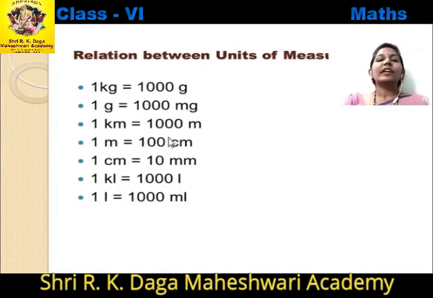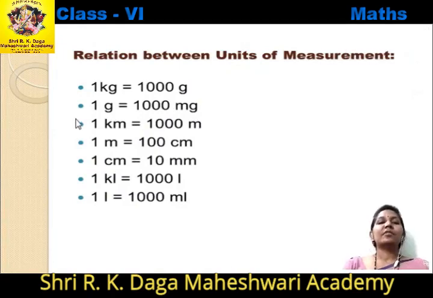Now, relation between units of measurement. What is the relation between units? In this you can see 1 kilogram is equal to 1000 gram, 1 gram is equal to 1000 milligram, 1 kilometer equal to 1000 meter, 1 meter equal to 100 centimeter, 1 centimeter equal to 10 millimeter, 1 kiloliter equal to 1000 liter, 1 liter equal to 1000 milliliter.